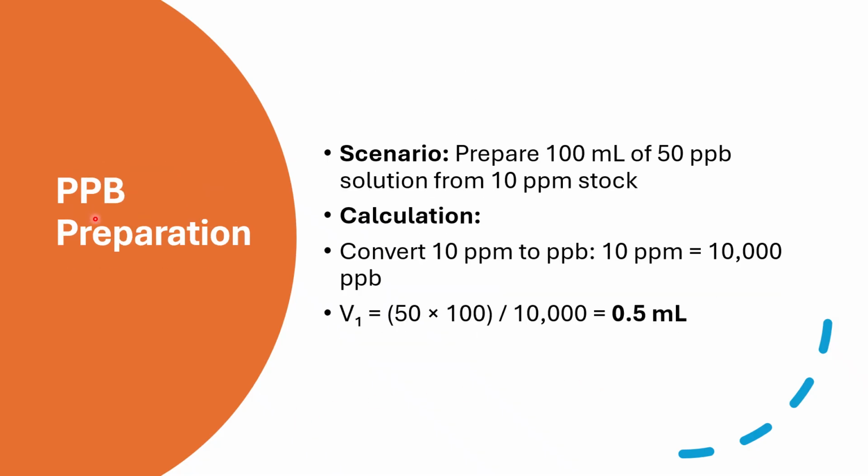So let's learn ppb preparation. Suppose you want to prepare 50 ppb of solution from 10 ppm stock for 100 ml. Now first you need to convert this 10 ppm to ppb. So 10 ppm is equal to 10,000 ppb. So V1 is equal to 50 into 100 divided by 10,000 ppb, that is equal to 0.5 ml.